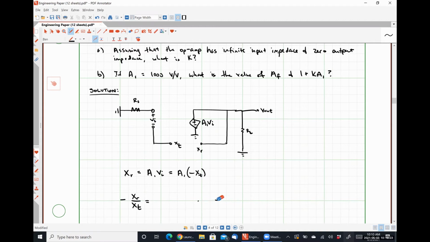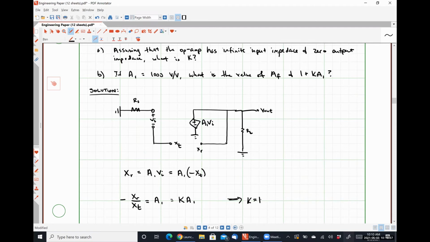All right, let's erase this real quick. Okay, so if I have this expression here, X_R over negative X_T is equal to A1, right? So there shouldn't be an extra negative sign there. That ratio by definition is K times A1, which implies then that K is equal to 1.